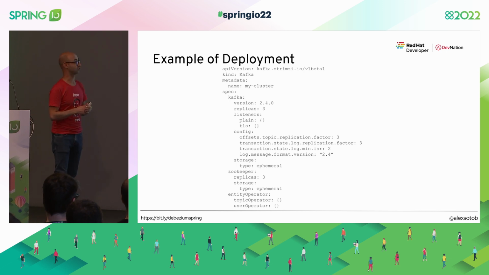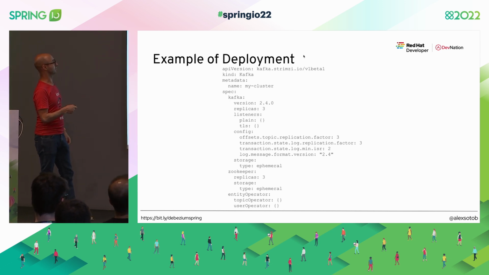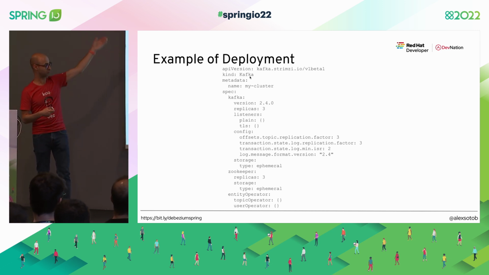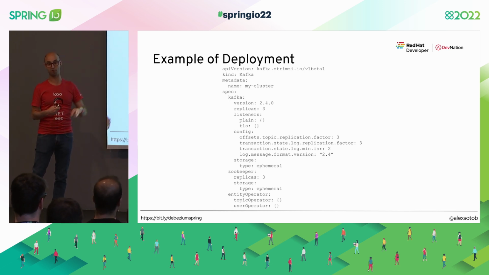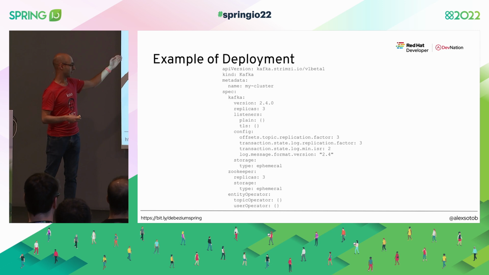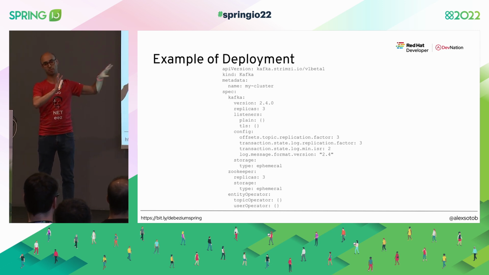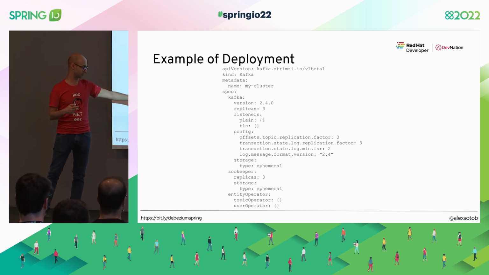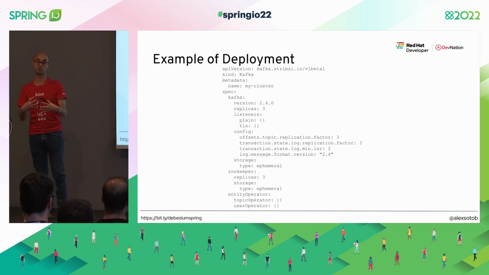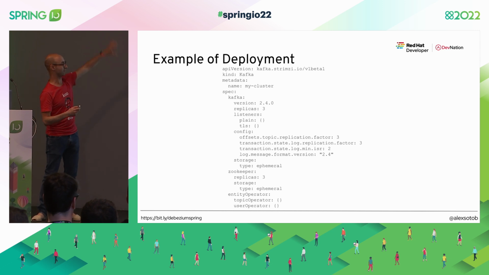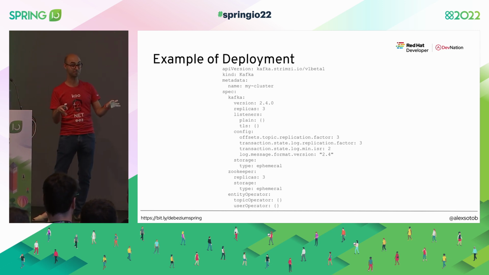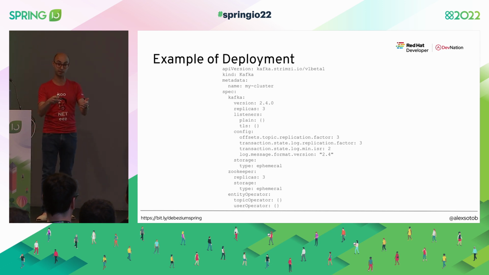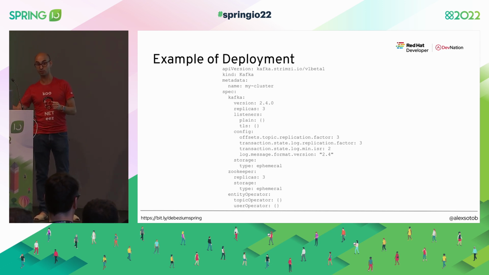This is more or less how a deployment file for Kafka looks like. You see here, it's of kind Kafka, and then you say which version of Kafka you want to use, okay, 2.4. How many replicas do you want? 3. Storage, well, you can say ephemeral, or you can put volumes here, and so on. For ZooKeeper, how many replicas? 3. Perfect. And then at the bottom, you see the topic operator. Here, you can set which topics you want to create. So you have all this YAML file configured. Then you do kubectl apply, and you will have your Kafka cluster running with this configuration in your Kubernetes cluster.